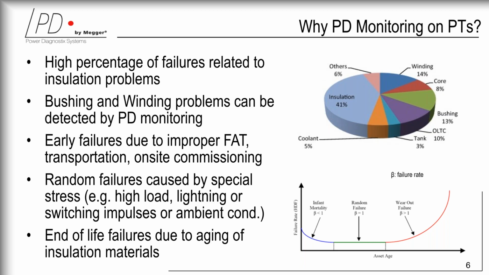Where do these failures come from? Generally speaking, you can see a large portion of these failures coming out of insulation type problems. Of course, there are coolant, there are winding, there are core, there are tap changing problems, there are bushing problems, but a large proportion, over 41%, comes, statistically speaking, from insulation type problems. And so definitely paying attention to this topic, to insulation, is mandatory.